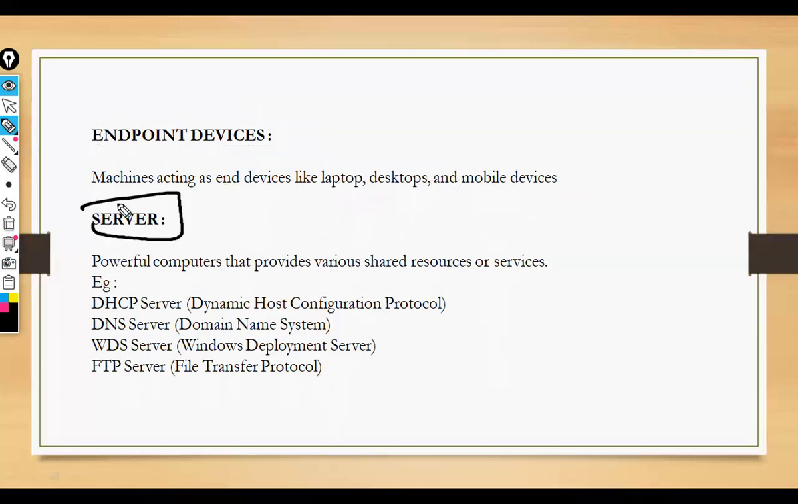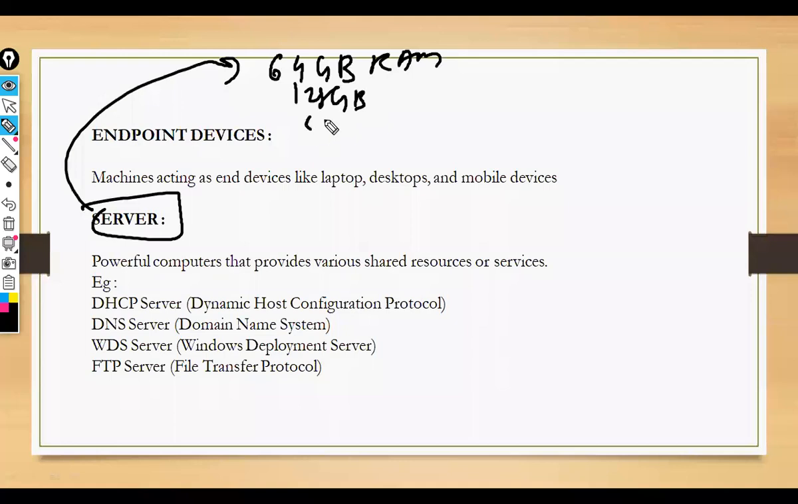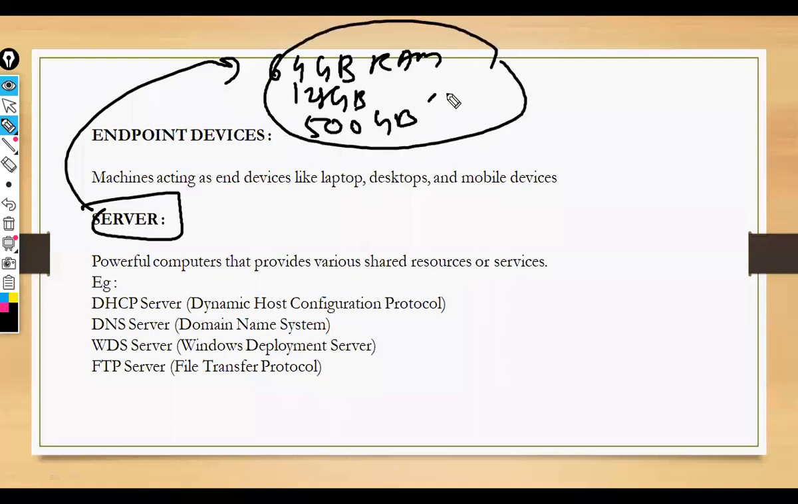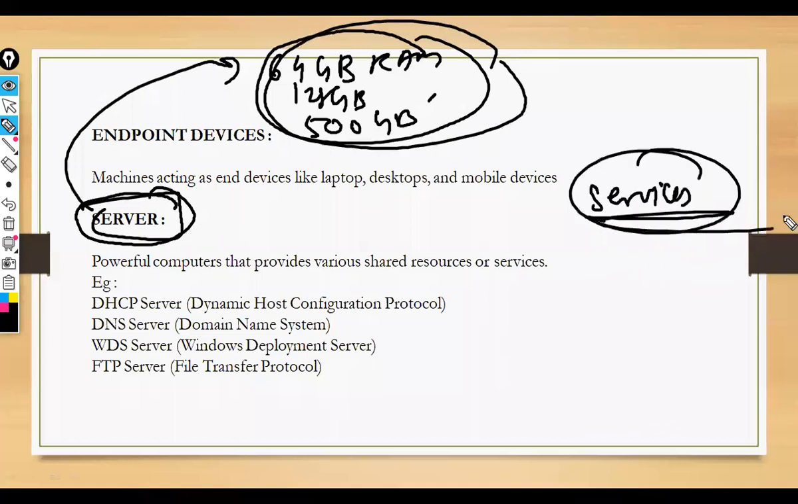A server is nothing but a powerful machine, a powerful computer with greater physical specifications. Suppose you have 64 GB RAM or 128 GB RAM or 500 GB RAM. They have greater specs. These are powerful devices with greater specifications, and these devices provide us with certain services. Clear? Now let me tell you some examples of servers.